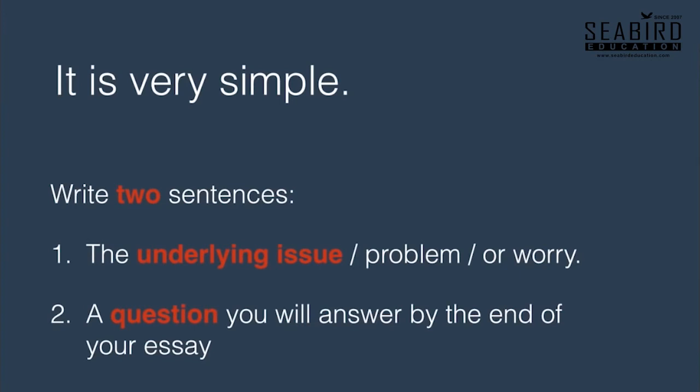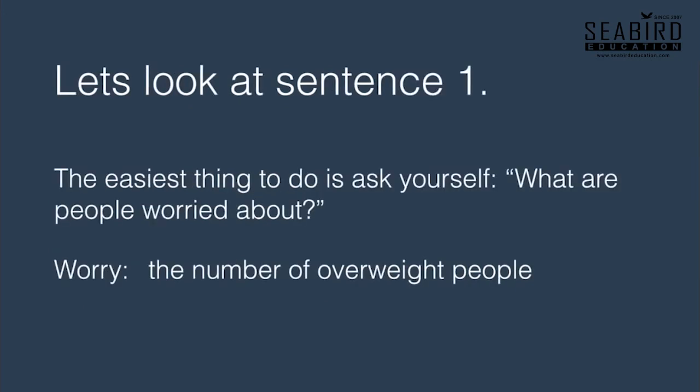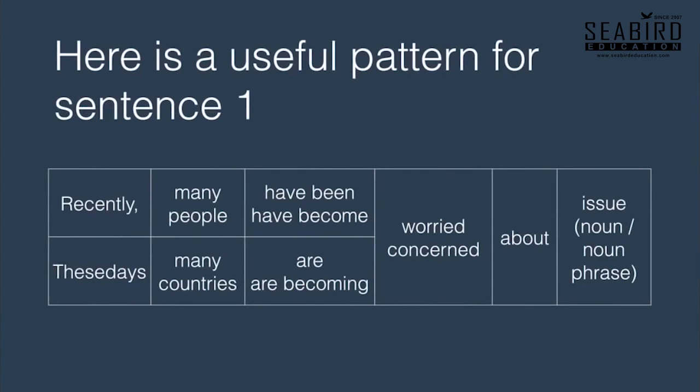Well, let's practice this a little bit. Let's start by looking at the first sentence. Sentence 1. As I said, the easiest thing to do is think, what are people worried about? And for the other question, the question about overweight people, people are worried about the number of overweight people.